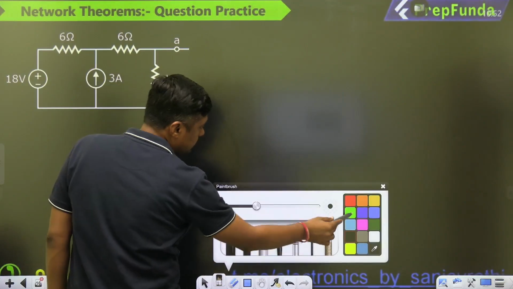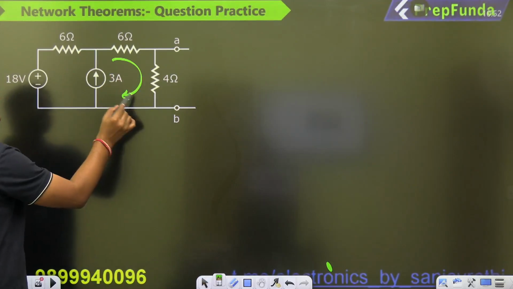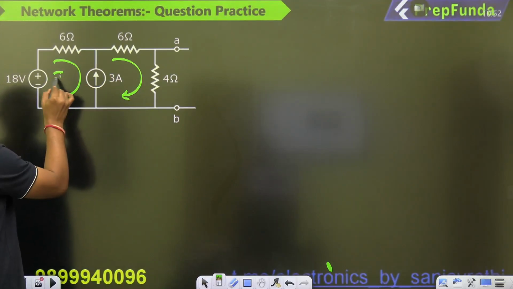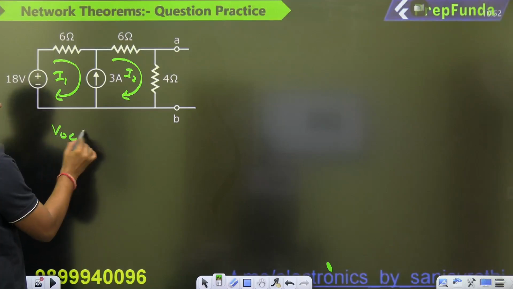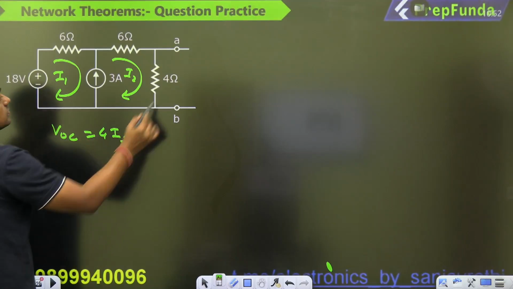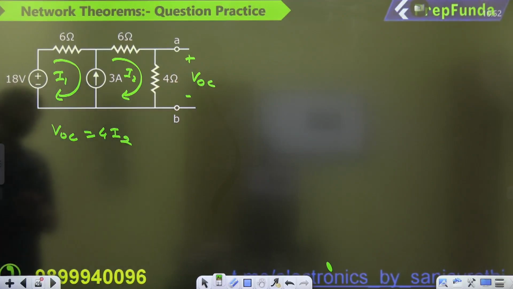Now you can choose a current here, like this is the I1 and this is the I2. Okay, so what is the VOC? VOC will become 4 times of I2. Now super mesh means what?